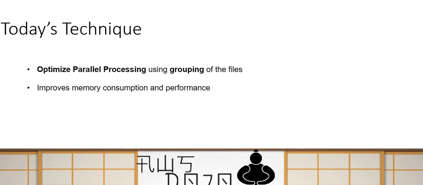So today's technique: we all know that if you're using AWS Glue Job, it uses Apache Spark, and it uses parallel processing, parallel computation. Today we are going to learn how we can optimize this parallel processing using grouping of the files. Such grouping not only optimizes the memory consumption, but it also enhances the performance of the Glue job. So let's try to understand how this technique works.